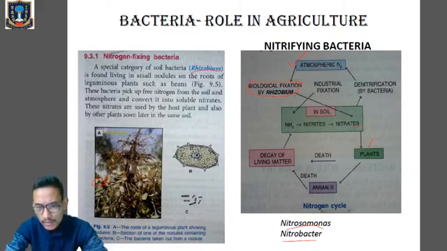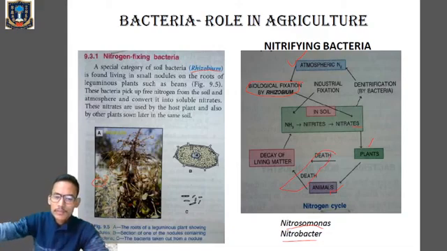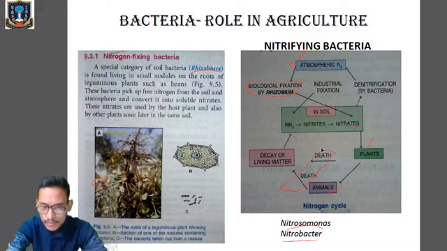Now plants are consumed by the animals. Once the animals and the plants die, they are acted upon by certain bacteria, so that it will be converted into ammonia. Ammonia will change into nitrites. Nitrites will change into nitrates, and by the action of denitrifying bacteria, these nitrates will be converted into nitrogen and released into the atmosphere.